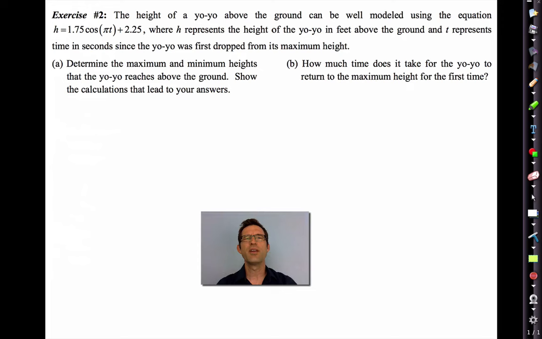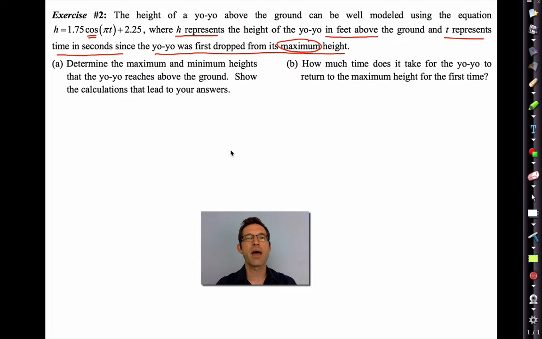Exercise 2, the height of a yo-yo. Because I know that when I'm playing with a yo-yo, I'm thinking about trigonometry. Now in this case, it says the height of a yo-yo above the ground can be well modeled using the equation h equals 1.75 cosine pi times t plus 2.25, where, always know what your variables represent, h represents the height of the yo-yo in feet above the ground, and t represents the time in seconds since the yo-yo was first dropped from its maximum height. That's why we're using a cosine again, because it starts at its maximum.